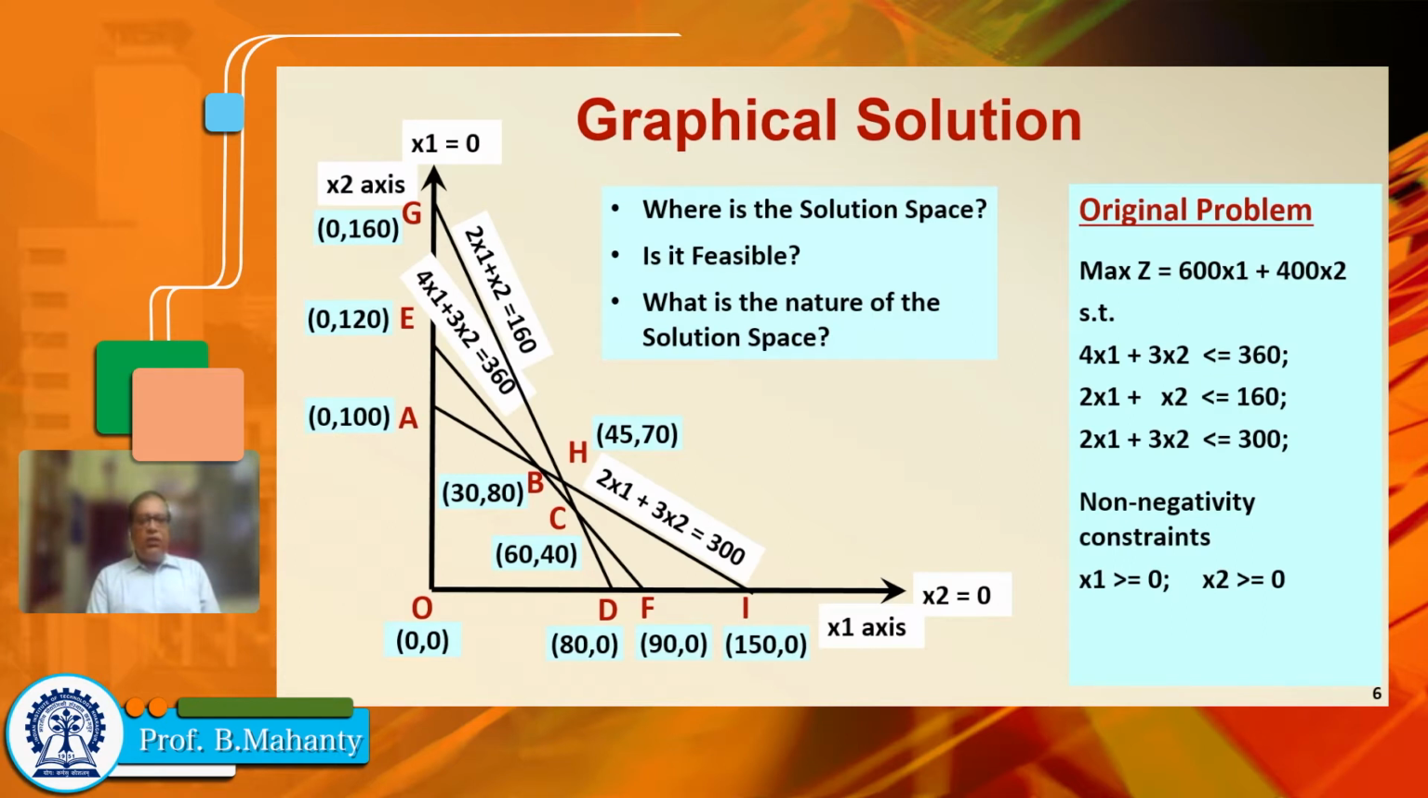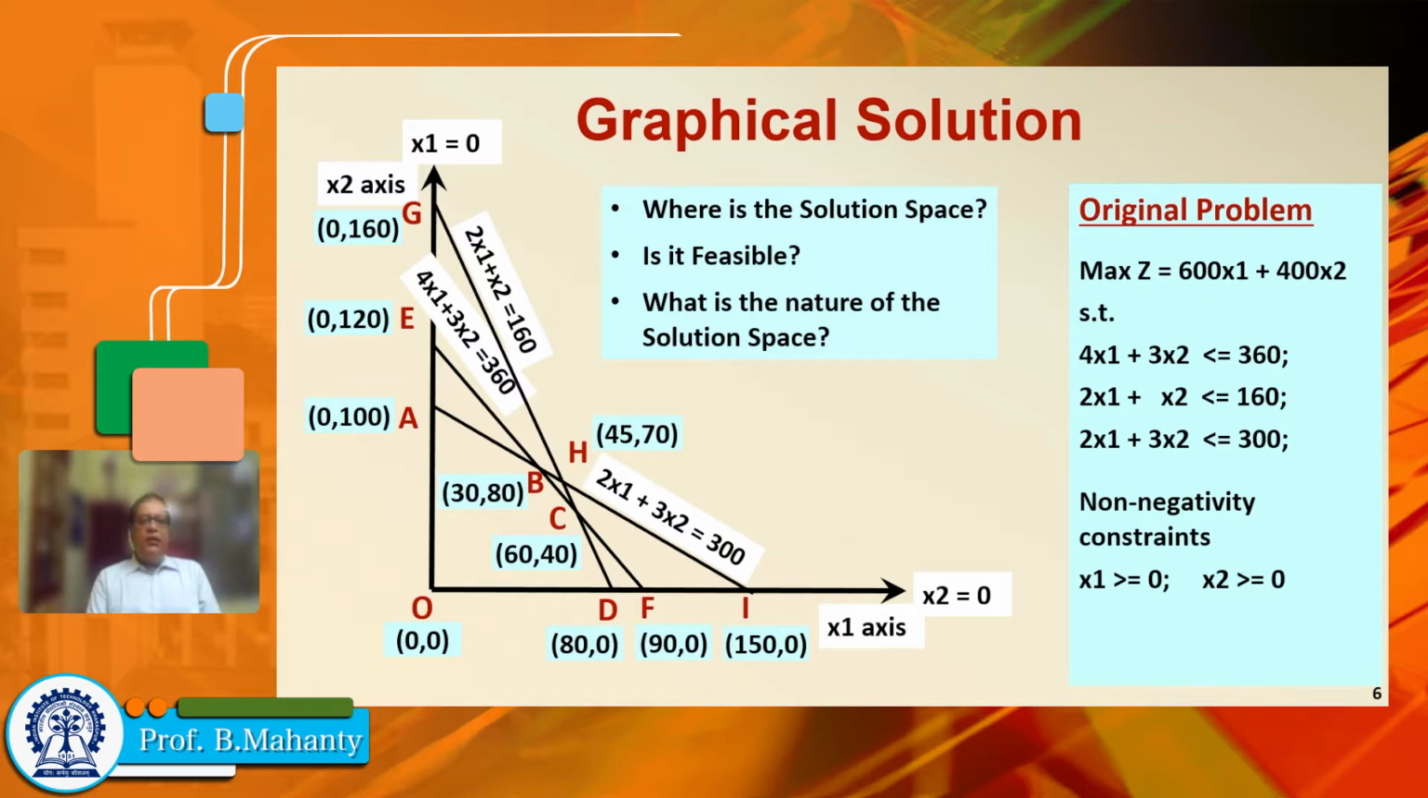So the graphical solution would look like this. These are the equality constraints: 2x1 plus x2 equal to 160, 2x1 plus 3x2 equal to 300, 4x1 plus 3x2 equal to 360. So together, the solution space, because they are all inequalities and they are all towards the origin, means that O, A, B, C, D would be our solution space.